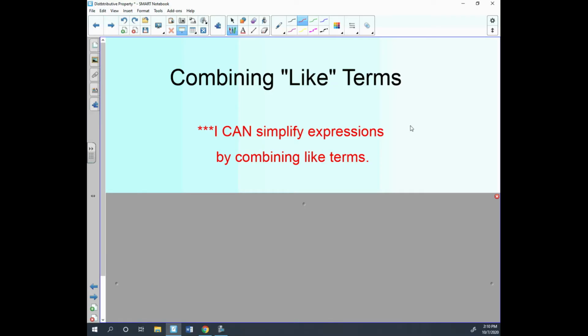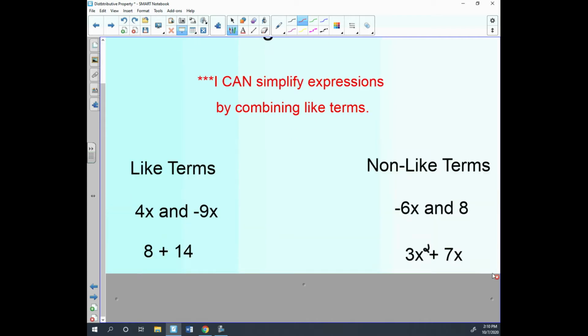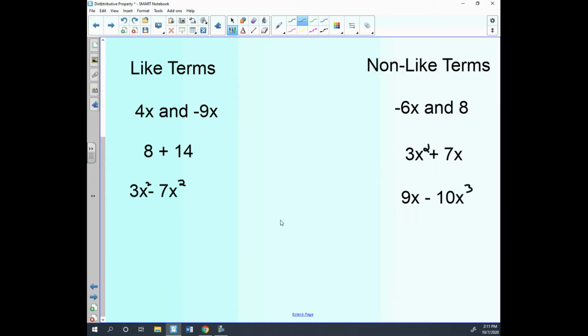Next thing I want to talk about is combining like terms, all right? And like terms, if you take a look at this picture here, and you just say, all right, what are the like terms? These ones are 4x and negative 9x, because they're the same. 8 and 14, they're just regular numbers. 3x squared and negative 7x squared, they're like, okay? So those ones we could smush together. The non-like terms are these ones over here, where negative 6 and 8, well, the one has the x, so it's not like, okay? So just kind of let your eyes do the check in there. If they have different things, they're not the same, okay?